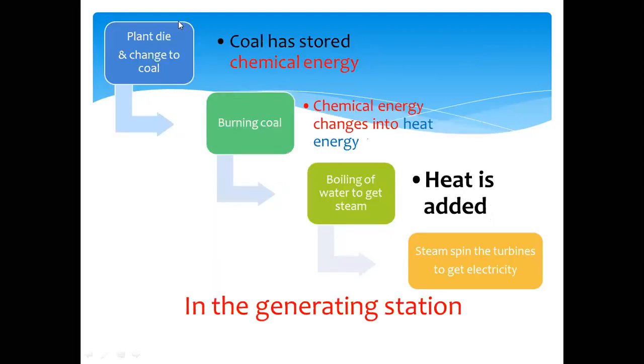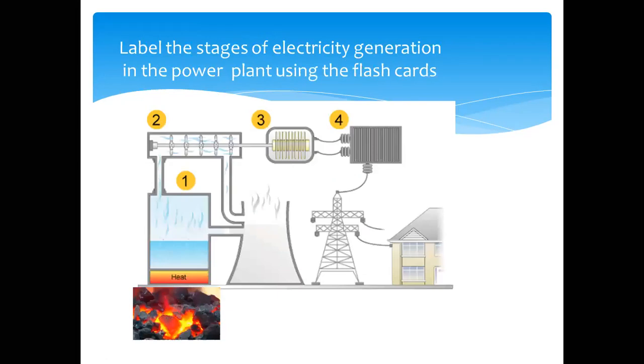So plants die and change to coal, and coal has stored chemical energy. This is number one. Number two, burning coal. This chemical energy changes to heat energy. Then they boil water to get steam, and this steam spins the turbines to get electricity. That's what happens in the electricity generating station. And there's a video here you can watch about this.